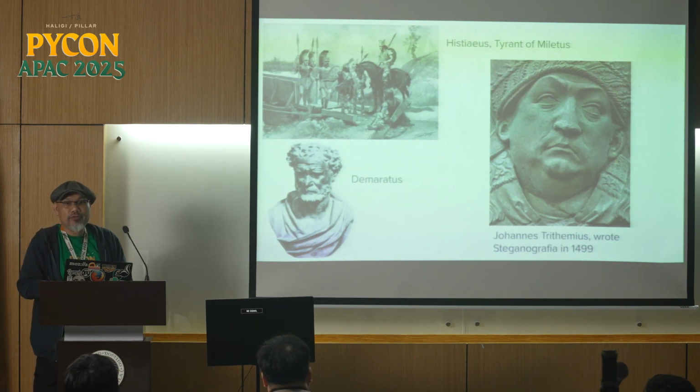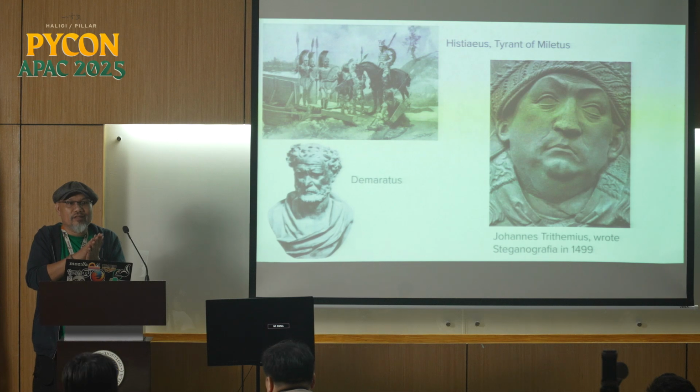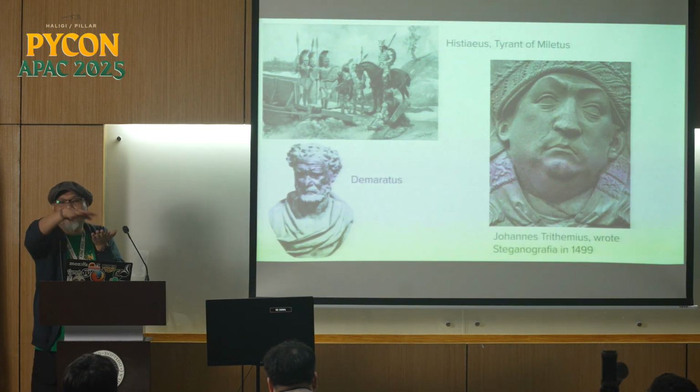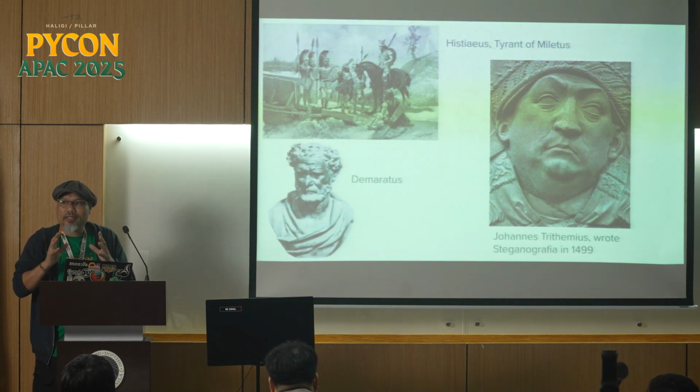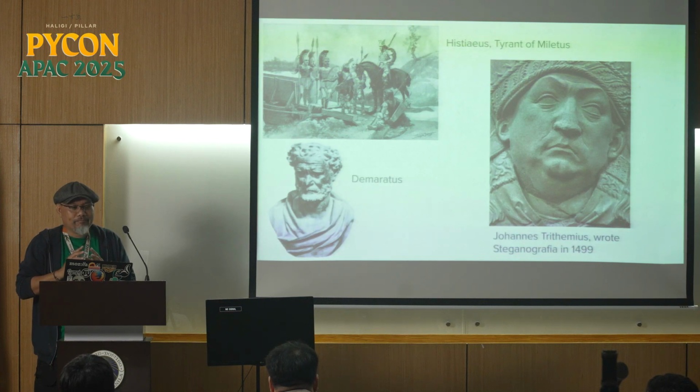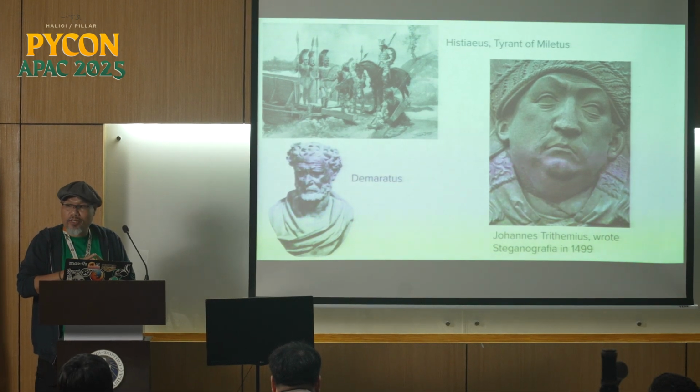Then we have Demaratus, who did steganography using a wood box and wax. Each layer of wax contains a message, and then he put another layer of wax, and another layer of wax, and sent the wax on its way. But the key moment in steganography is when Johannes Trithemius created the book Steganographia, and a lot of the principles in Steganographia were established by Johannes Trithemius.